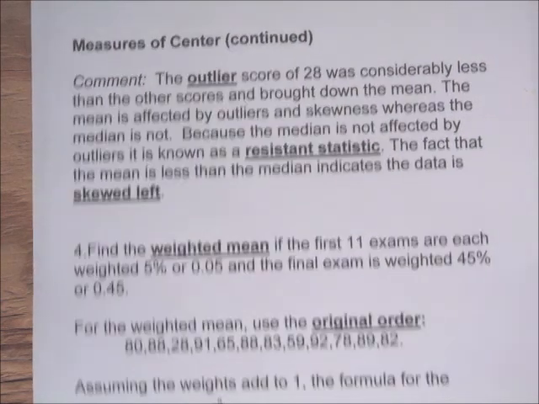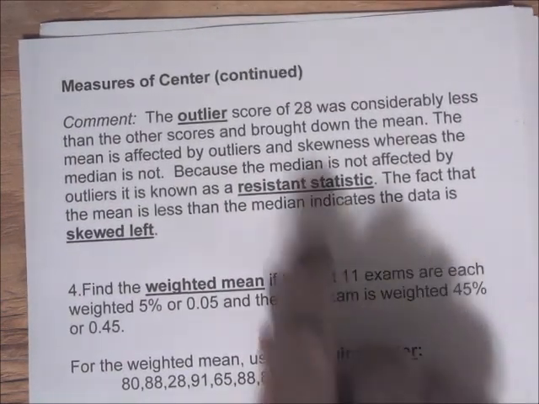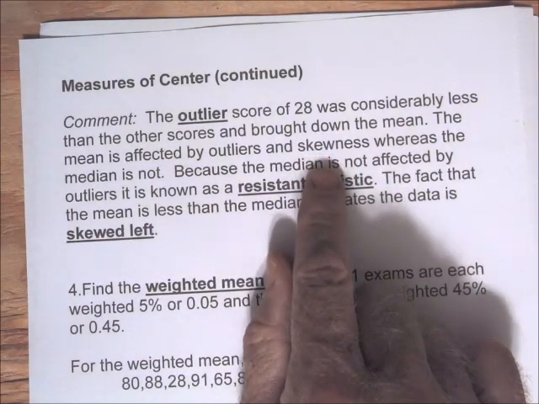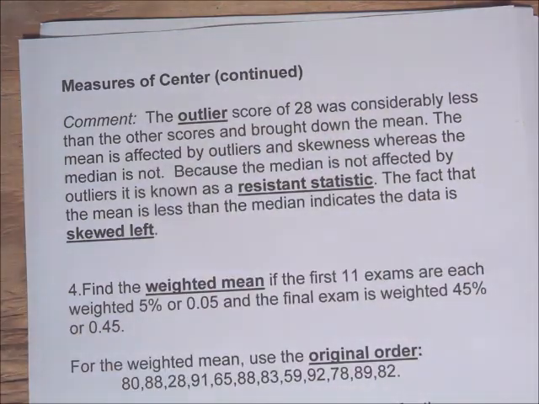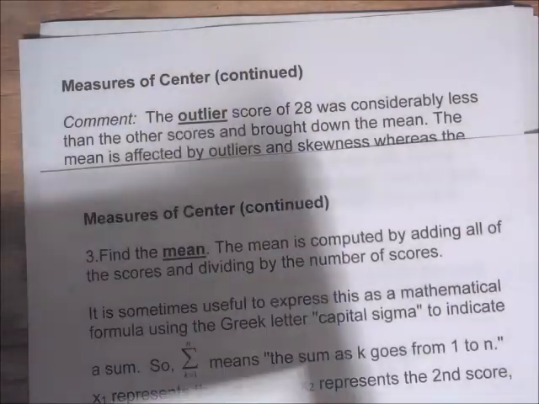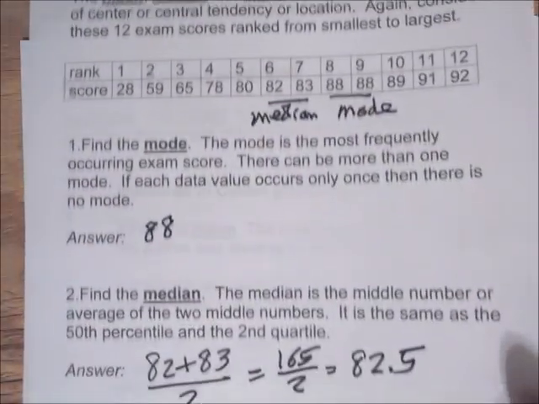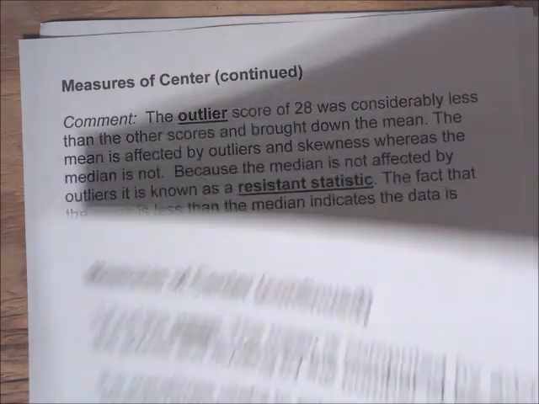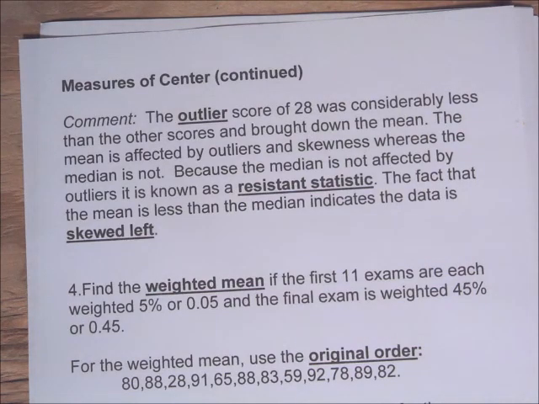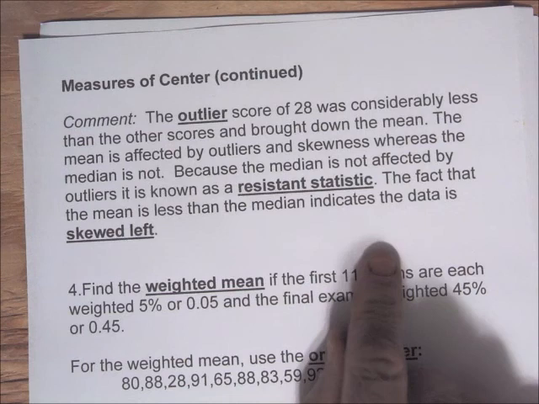Okay, there's an outlier of 28. 28 was less than the other exam scores, and it brought down the mean. You notice the mean is lower than the median. The median was 82.5, and the mean was about 77. So that one low exam score brought down the mean.